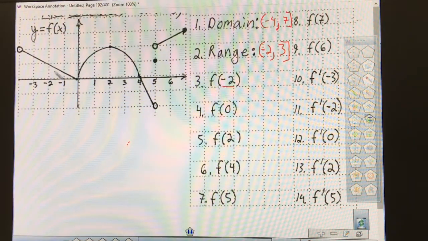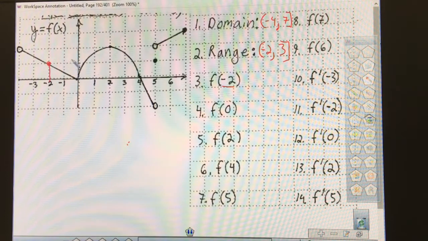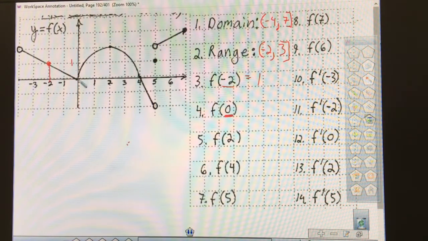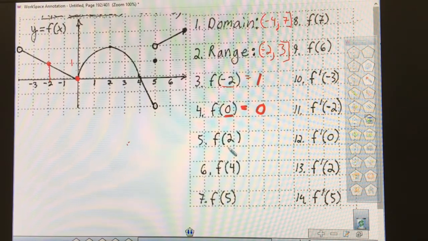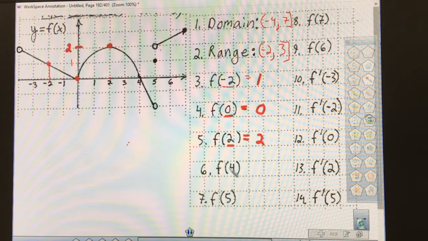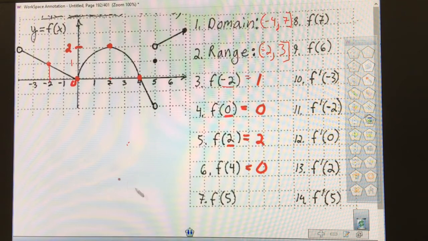When x equals negative 2, what's the y value? And that would be 1. When x equals 0, the y value would be 0. When x equals 2, the y value would be 2. The y value at that spot is 2. When x equals 4, again, the y value is 0. How about when x equals 5?